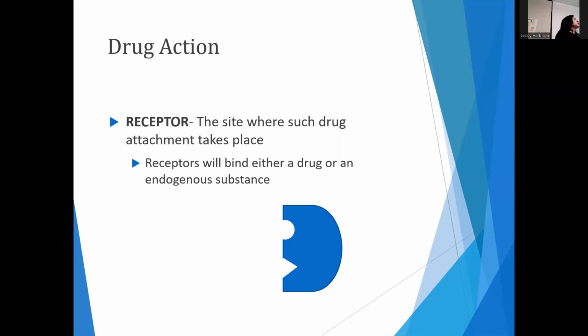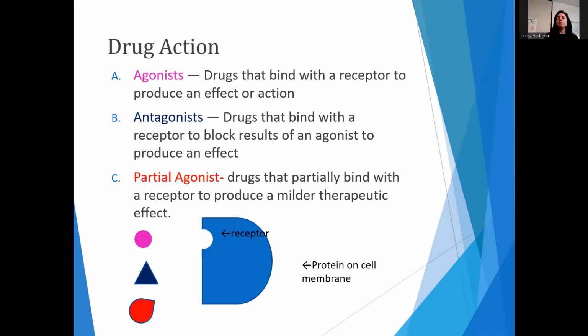An endogenous substance can be epinephrine. Our body makes epinephrine, so a hormone or a neurotransmitter. If it's endogenous, it's just that your body makes it. So the receptors will bind either what it normally wants to bind, which is an endogenous substance, or the drug molecule that you've ingested. The action of the drug basically breaks down into these three parts. It'll either be an agonist, which means that the drug binds to the receptor and produces an effect. So it's going to make that receptor do more of what it normally would do.